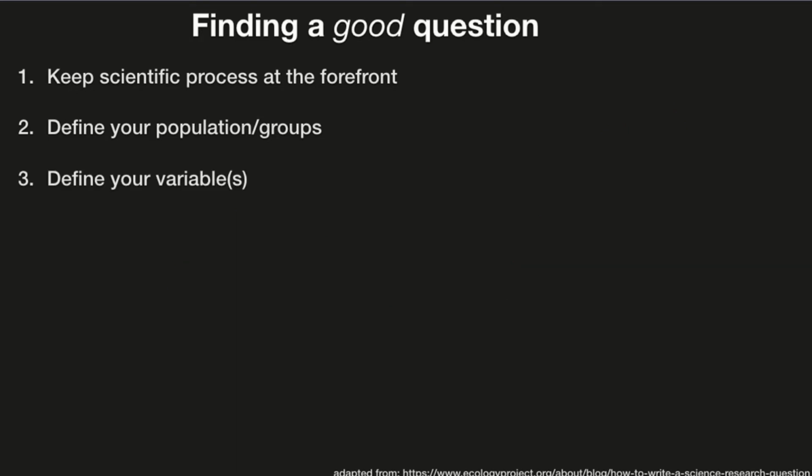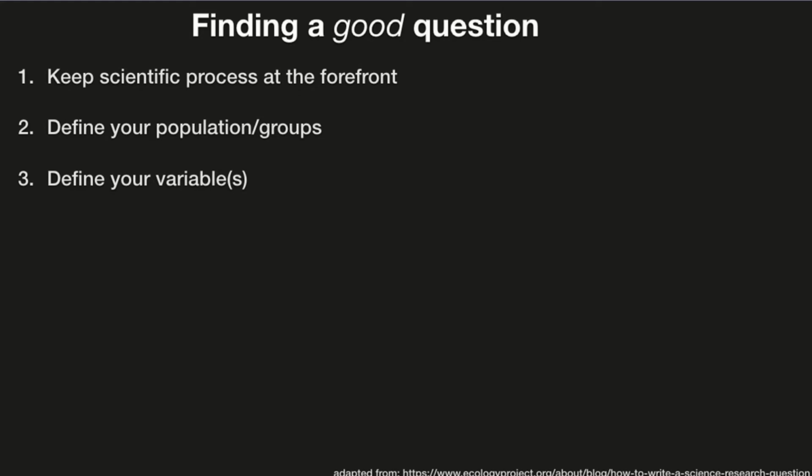So once you've identified what your population or groups you're going to be comparing, and you might have a sense, like we talked about herbivory between forest and desert deer, now we want to really define our variables. What exactly are we going to be measuring? In other words, what kind of data are we going to be collecting to answer our question or comparison?